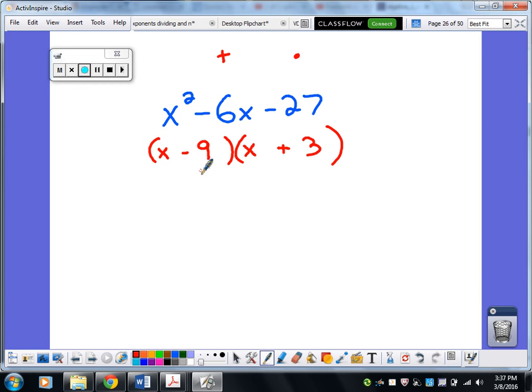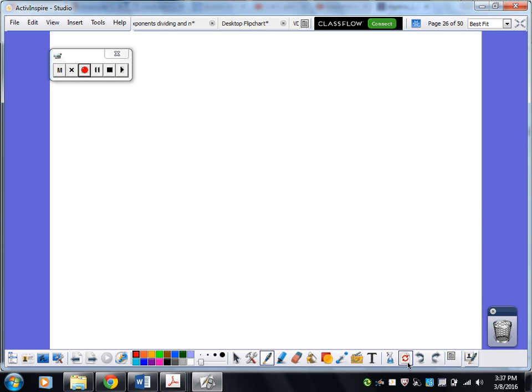If you wanted to check to make sure that you did this correctly, you would double distribute here. X times x is x squared, x times 3 is 3x, and you'd go through and check. That's what regular factoring looks like. Another example of regular factoring.